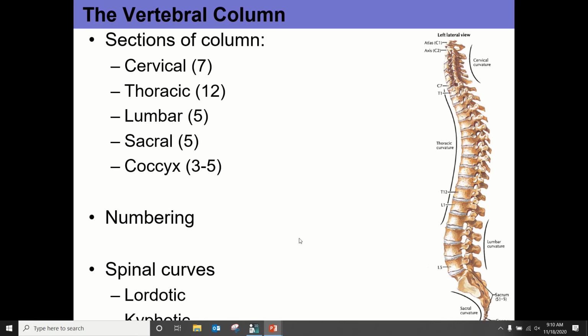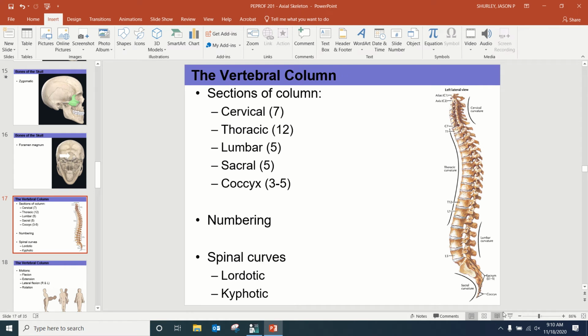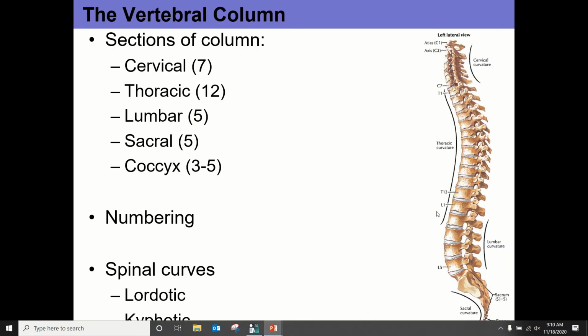So I'm going to skip ahead to where it says numbering here. Let me see if I can bring up a full screen. I don't know why I can't get rid of that. That's okay. Anyway, so you'll see down here numbering. For example, the atlas, which is the most superior vertebrae, is C1. And so the way that we talk about vertebrae is we first describe which section of the vertebral column that vertebrae sits in, and then we start at the top as number 1 in that section, and then down to the bottom is number 7, 12, or 5.